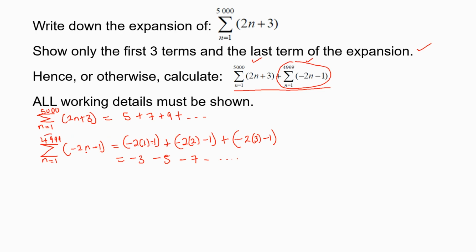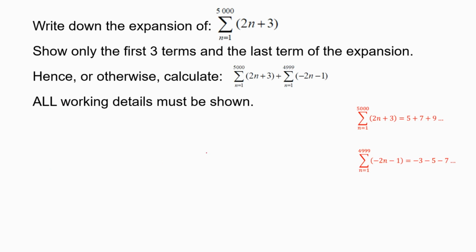Now we have to evaluate this and evaluate this, and then we just add them. We're finding the sum of these terms. This is an arithmetic series, both of them are arithmetic series. We find the sum of these and then we just add them. Okay, let's just do that.